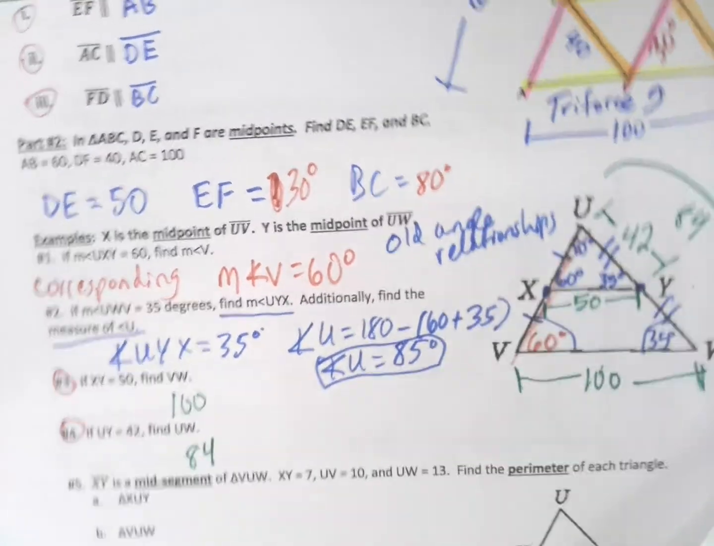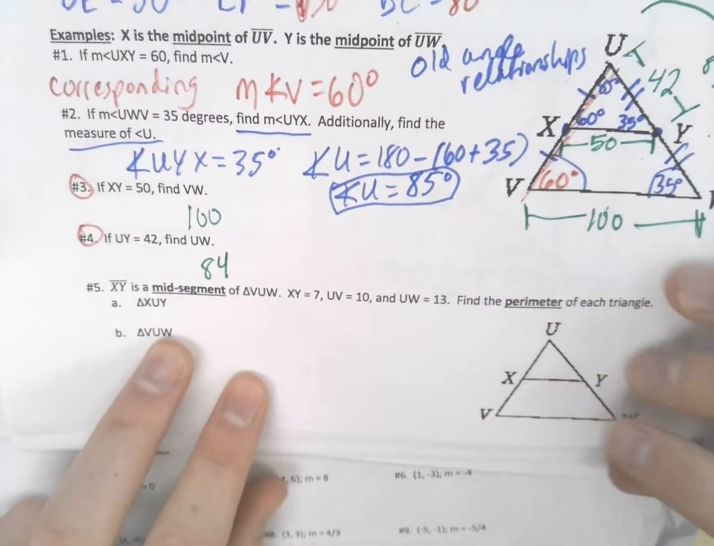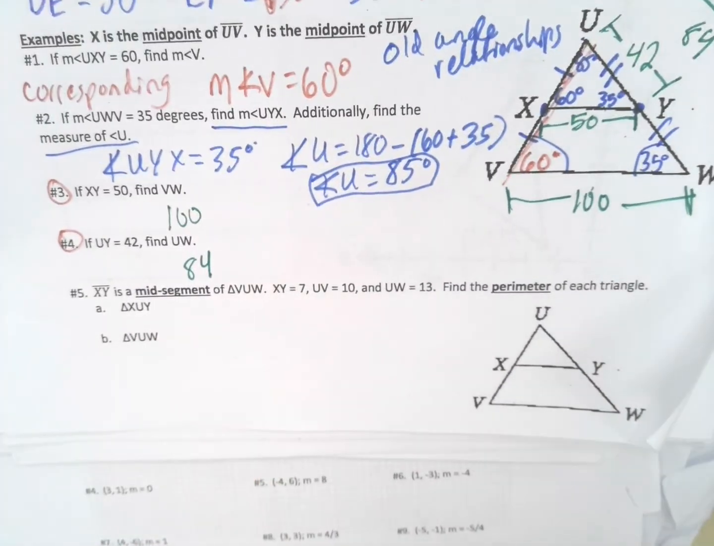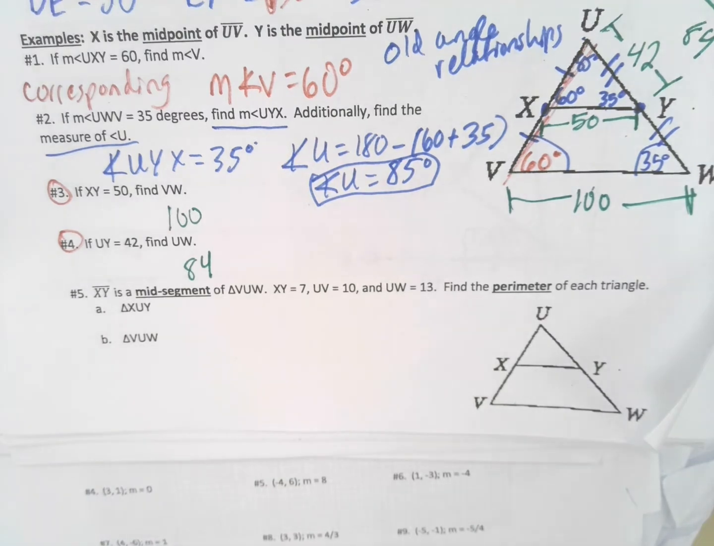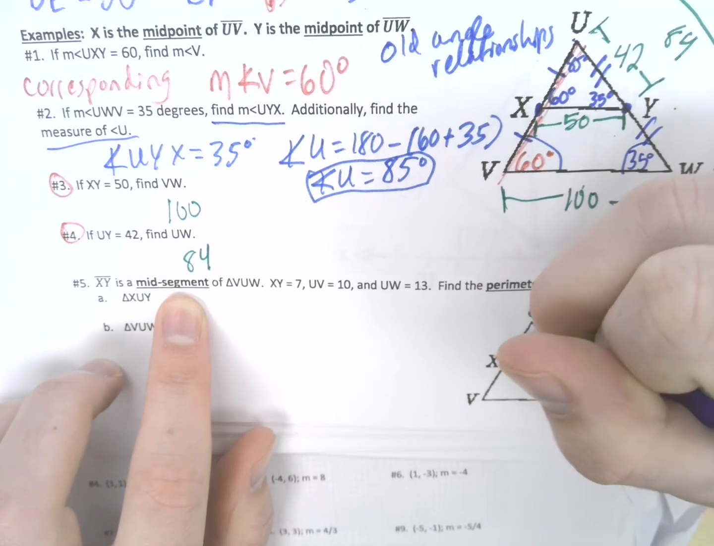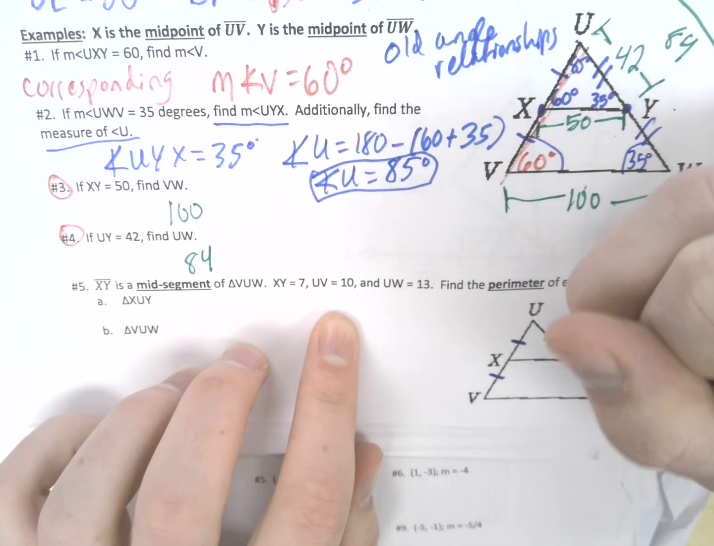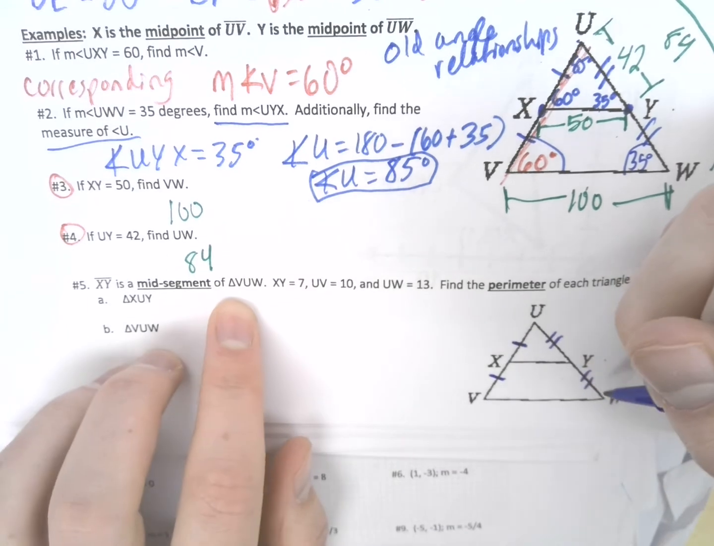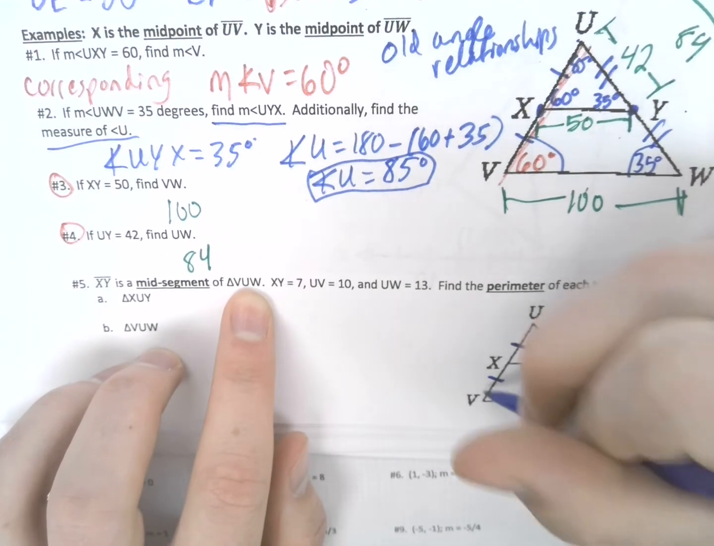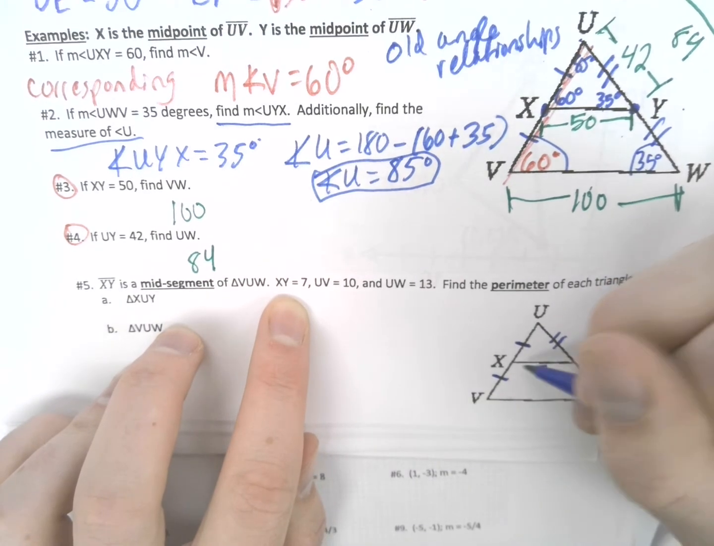All right, and then the last thing before we end video number 1, I really want to let you guys see what you can do with this one. So let's break it down real quick before I turn you loose. XY is a mid segment, so we know it cuts this in half. We know it also cuts this in half. It cuts VUW. Now XY, we're told, is 7, so we know the mid-segment length.